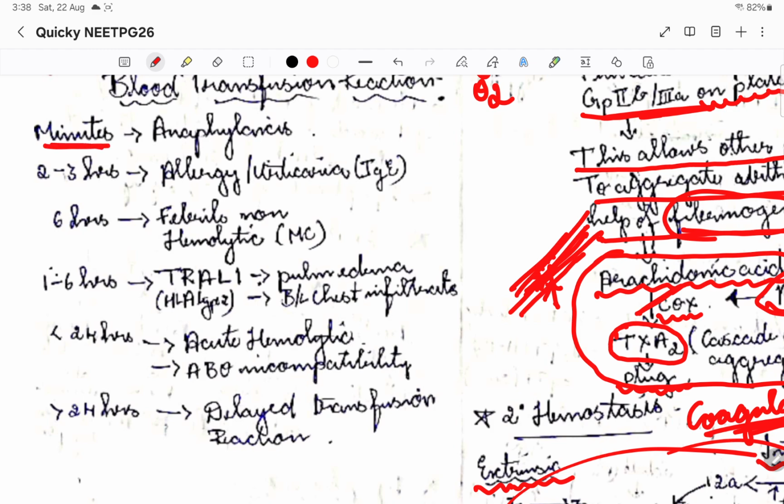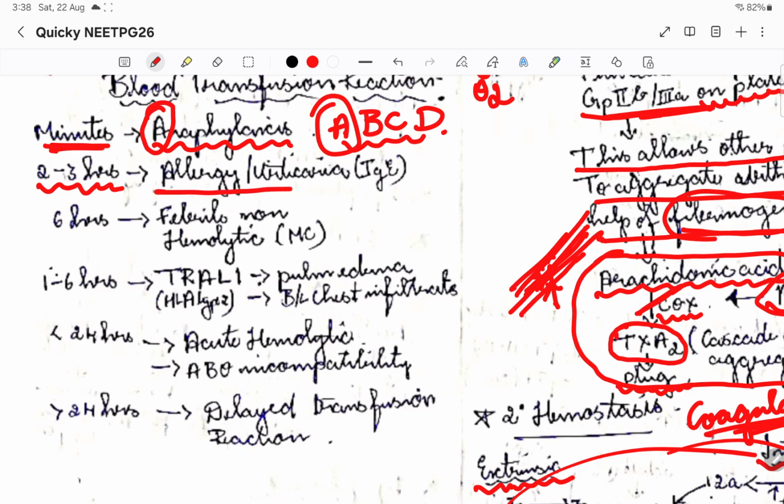So let us see at what hour or what minute these particular reactions will happen. If the reaction is happening within minutes, it is going to be anaphylaxis. Anaphylaxis is a type 1 reaction, right? Type 1 hypersensitivity. A for A. I told you to remember, right? A, B, C, D, we had discussed in general pathology. Then in 2 to 3 hours, if the reaction is happening, it is going to be allergy or urticaria. Mainly allergy. IgE will be increased. Then if it is 6 hours, it is going to be a febrile non-hemolytic reaction.